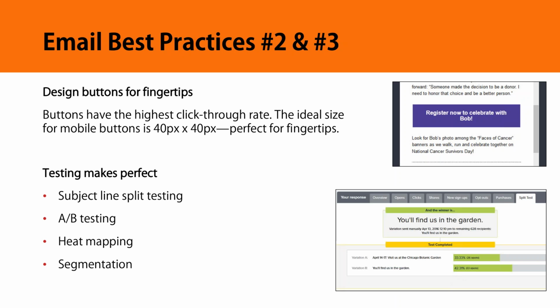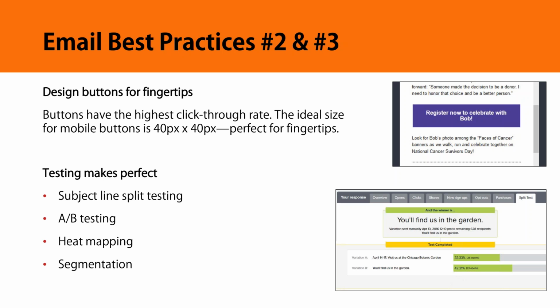Third email best practice is testing really does make perfect. We implement a lot of different testing tools. Our email marketing platform allows us to do real-time subject line split testing. There's an example in the right-hand column. In our case, we can test up to 3 different subject lines, send out those 3 iterations in real time to our audience, see which one performs the best, and then send the winning subject line to the rest of the audience. So in this case, we tested 2 subject lines.